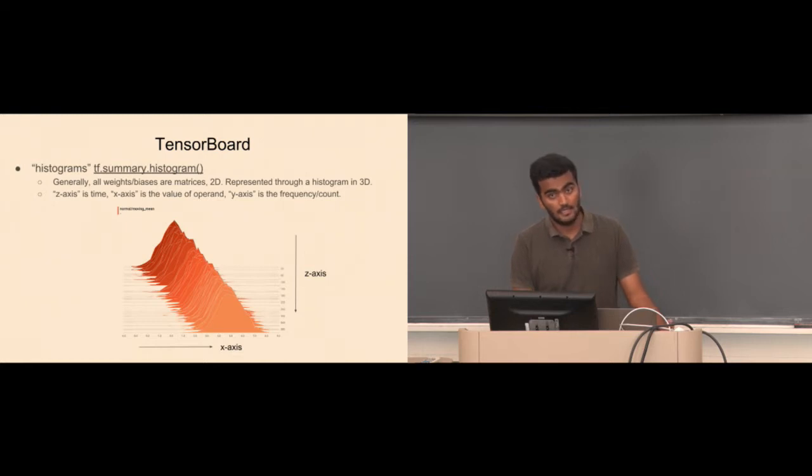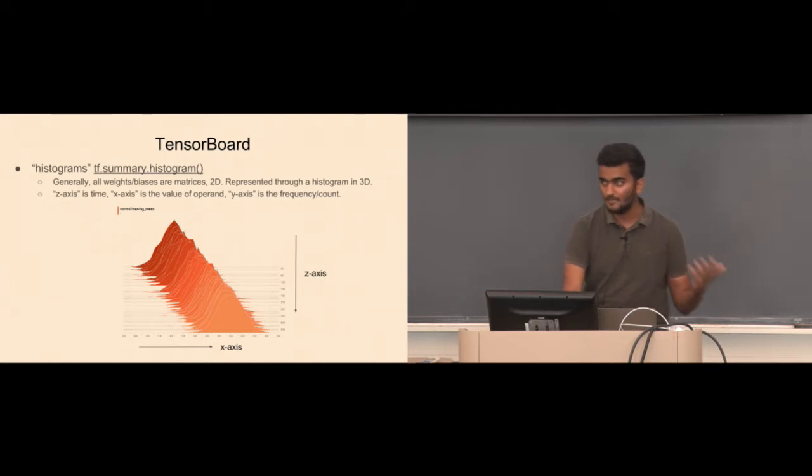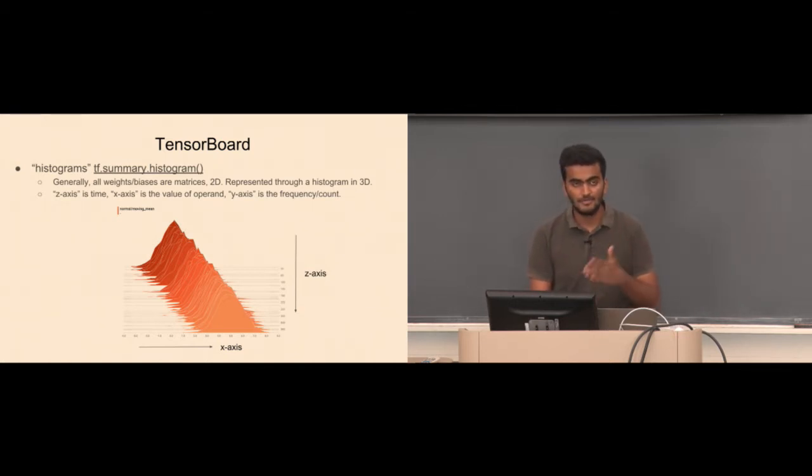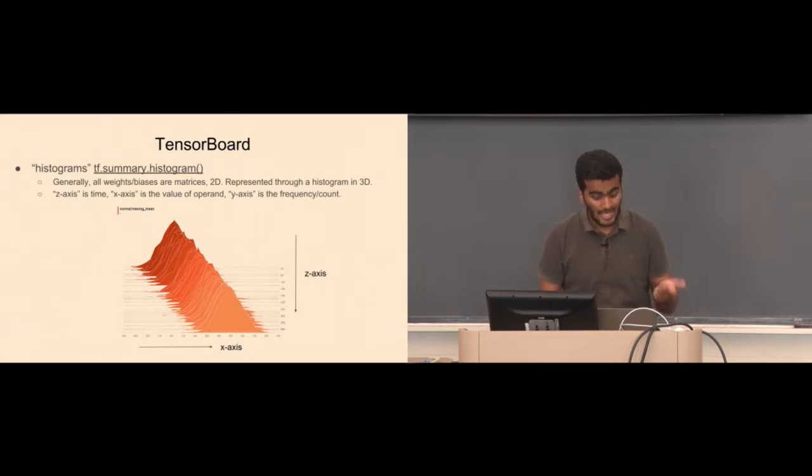Now, how exactly are you going to plot your weight matrices? That's what I meant when I said we are going to plot histograms. For a one-dimensional scalar, we were plotting it in a two-dimensional setting, right? Because we wanted to have the time dimension to see how it's changing with time. So for a two-dimensional matrix, we'll plot it in a three-dimensional setting, where the third dimension is, of course, going to be time.